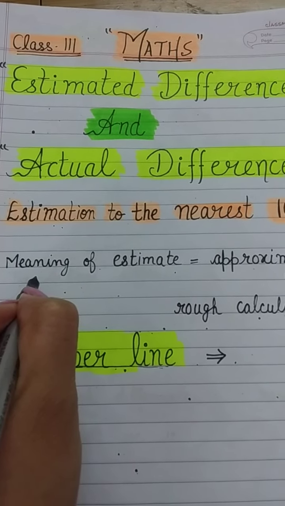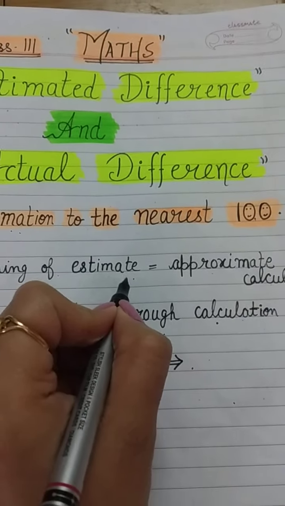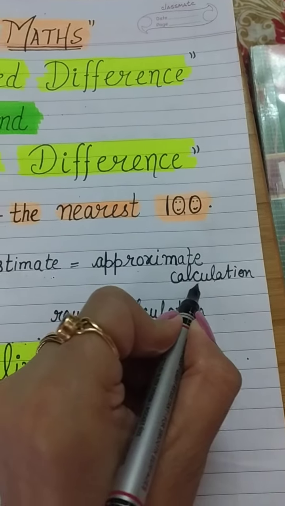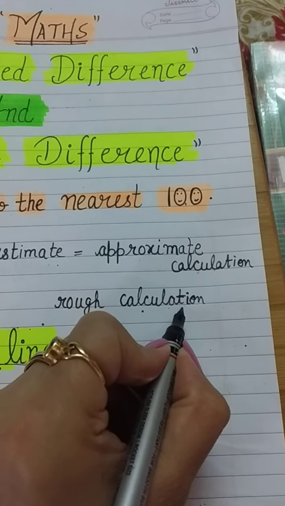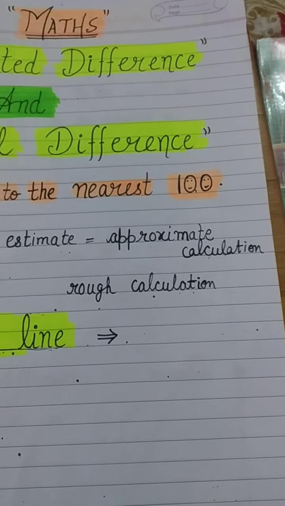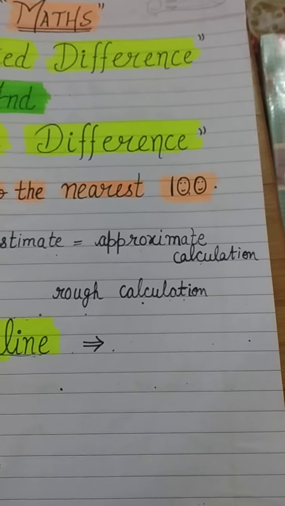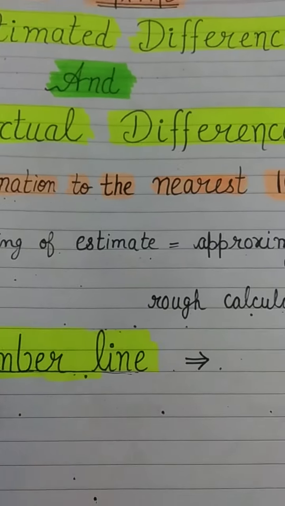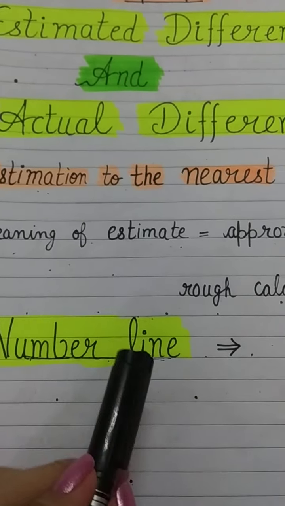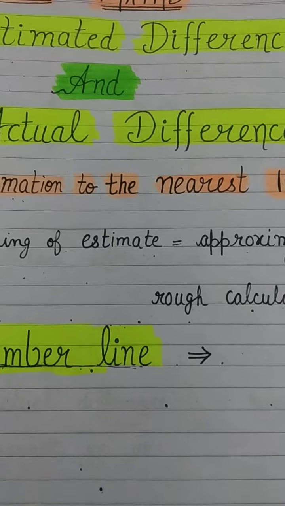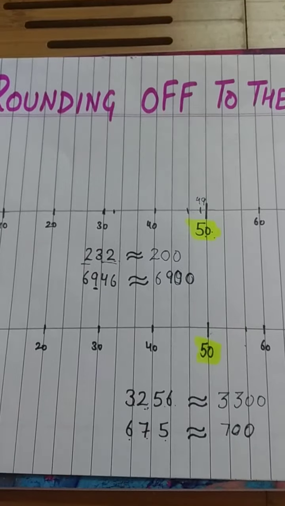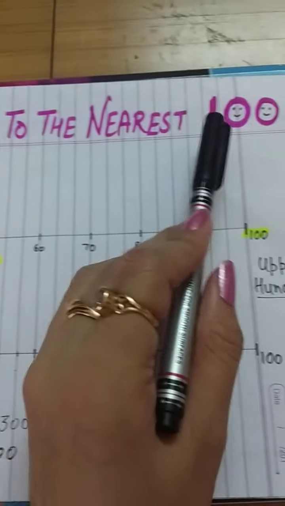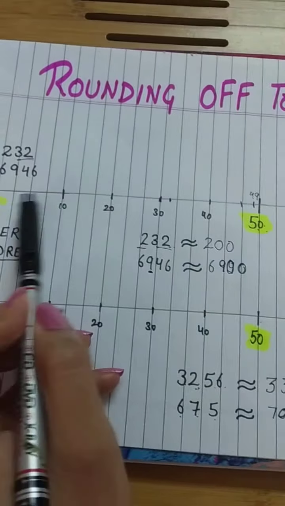First of all, we will learn what is the meaning of estimate. Estimate means approximate calculation or rough calculation of any number, any digit, a rough idea when we round off to the zeros. We will learn this on the number line. Here we will learn rounding off to the nearest 100 on the number line.